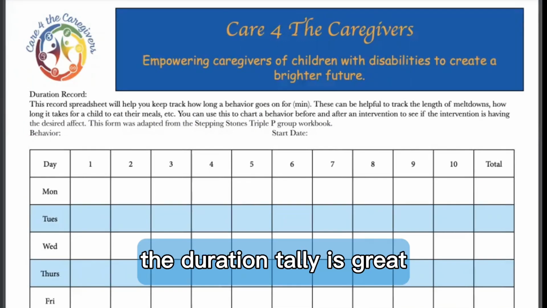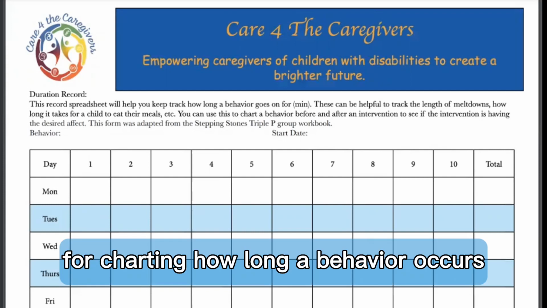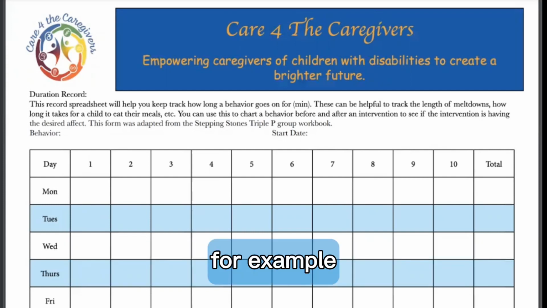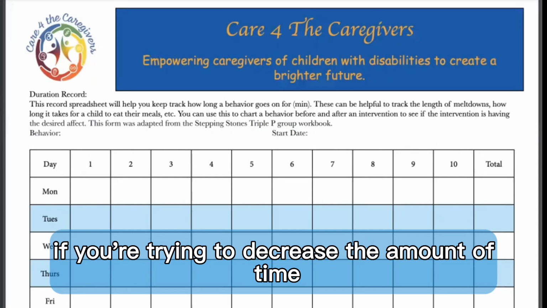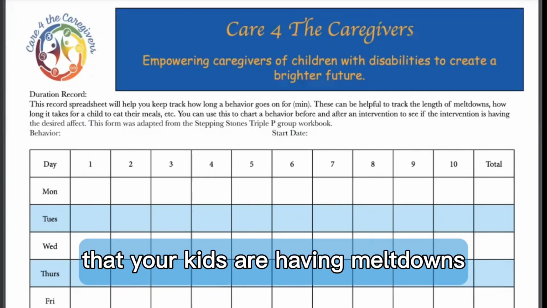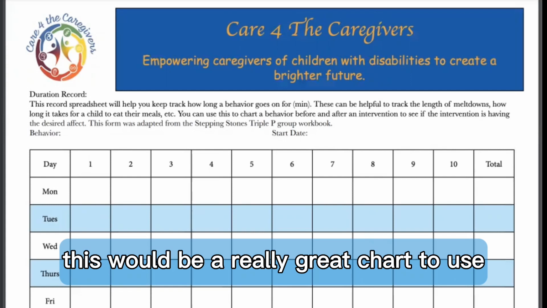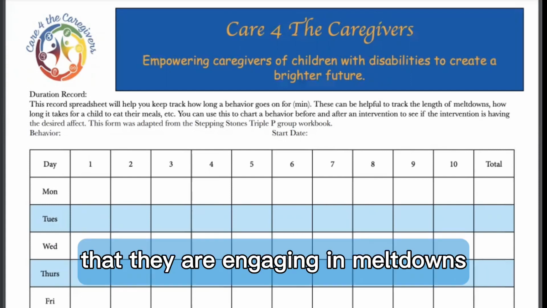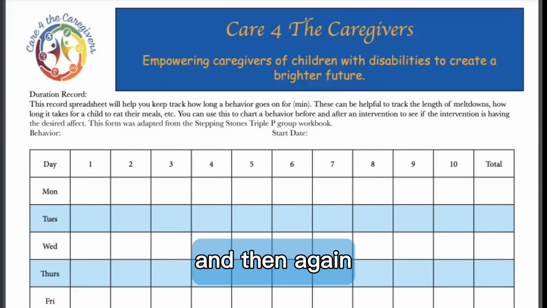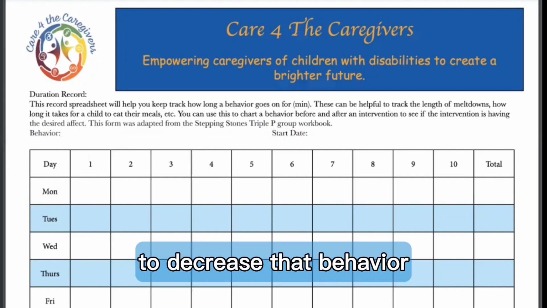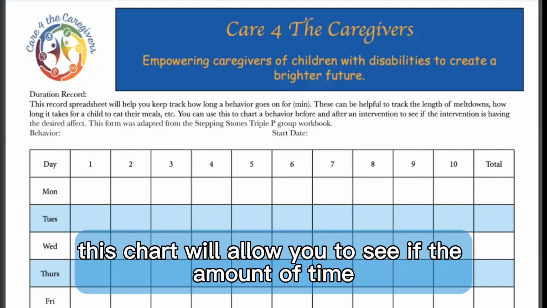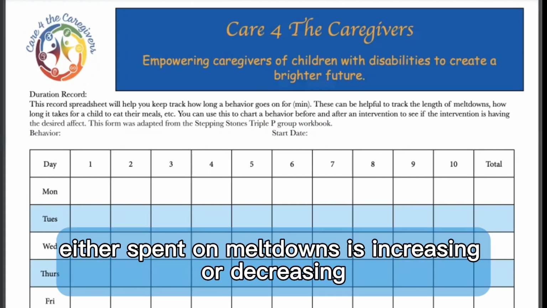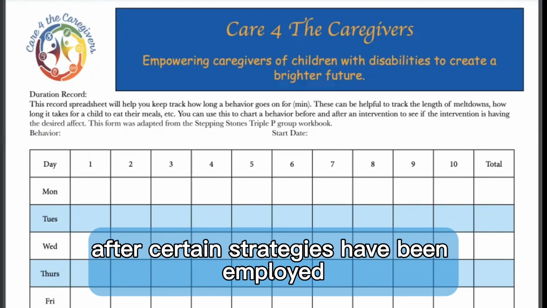The duration tally is great for charting how long a behavior occurs. For example, if you're trying to decrease the amount of time that your kids are having meltdowns, this would be a really great chart to use. You could record the amount of time per week that they are engaging in meltdowns, and then again, try to implement some strategies to decrease that behavior. This chart will allow you to see if the amount of time spent on meltdowns is increasing or decreasing after certain strategies have been employed.